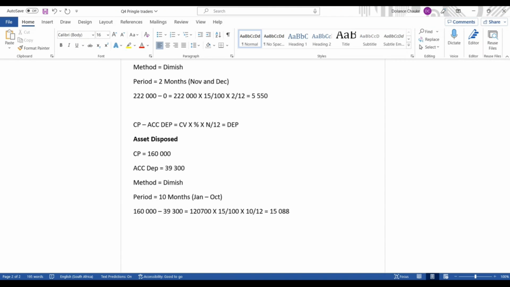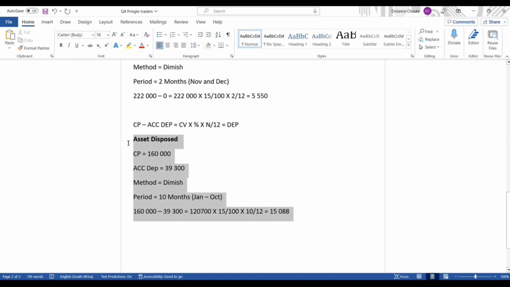I'm getting that as well. Is everyone getting that amount? Yes, we're getting the same amount. Then we're done with the asset disposal. Let's proceed with the cash, and then we are done with the asset that was disposed.